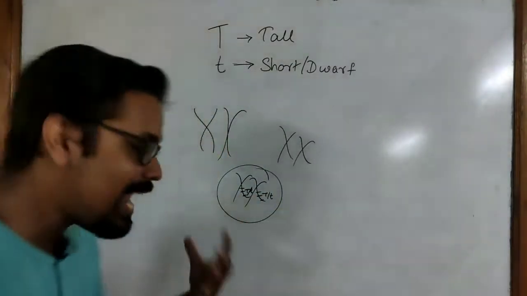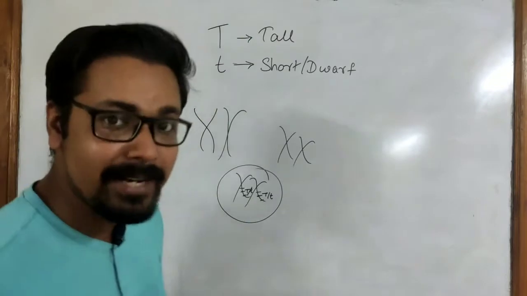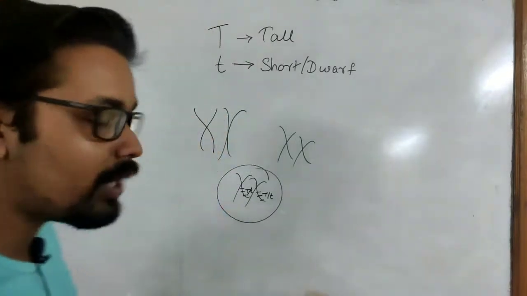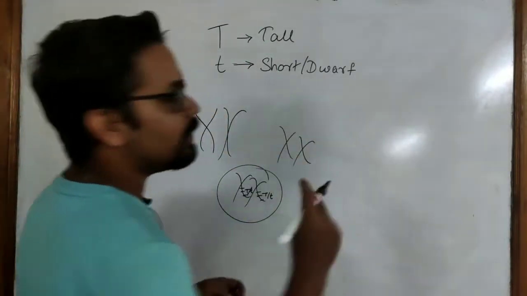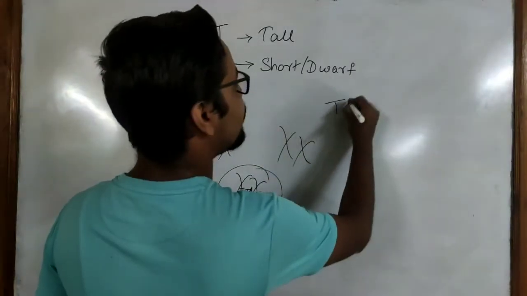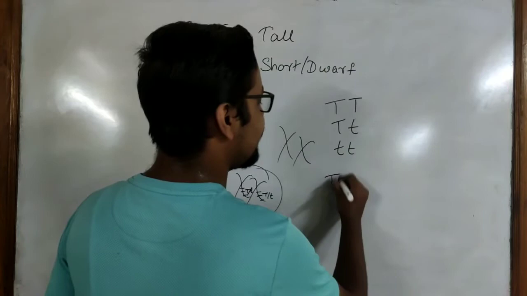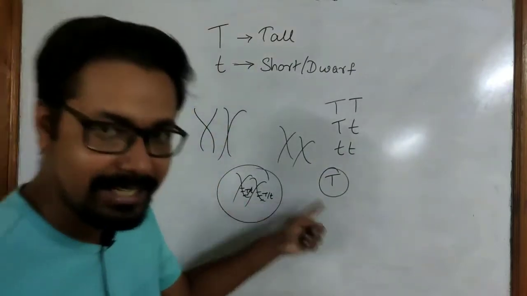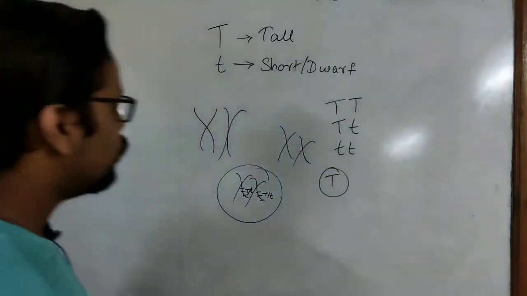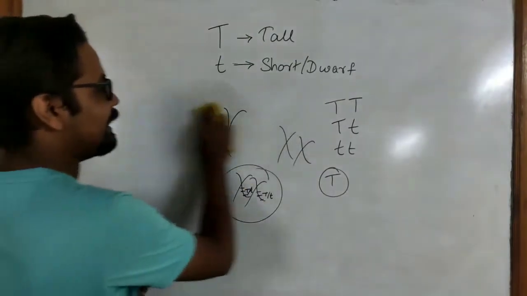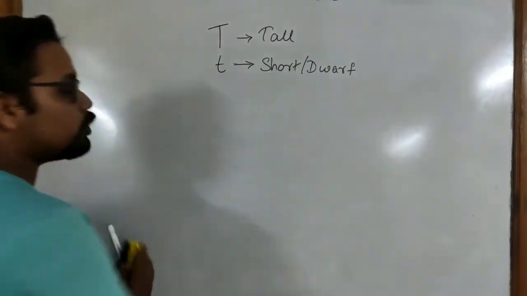And as the chromosomes always stay in pairs, we are always going to write these characters in double form, meaning we are going to write capital T capital T, capital T small t, or small t small t, never as individual. We are going to write it as individual only at certain times, and I am going to tell you when. So what Mendel did, he took a tall plant.